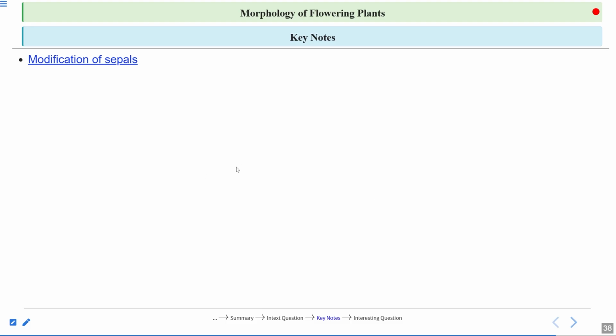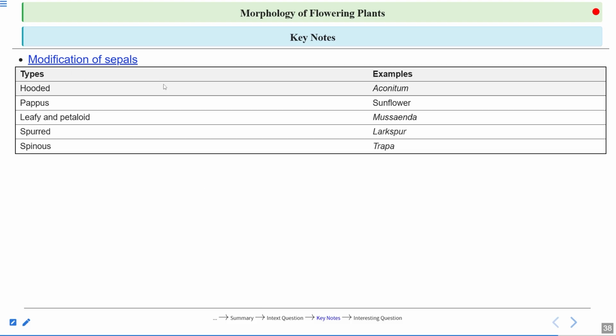Modification of sepals. Here you can see hooded sepals in aconitum. Pappus sepals in sunflower. Leafy or petaloid, the sepals in the form of a leaf or petal, as in Mussaenda. Spurred, larkspur, and spinous in the case of Trapa, water chestnut. In Hindi we call it singhada.